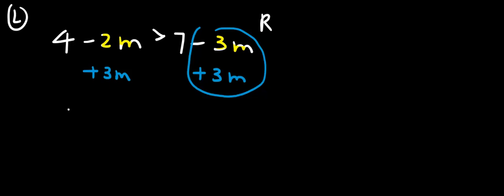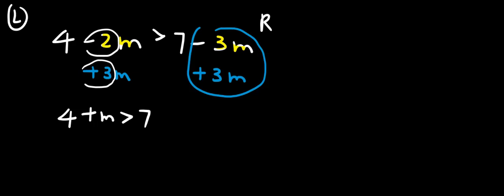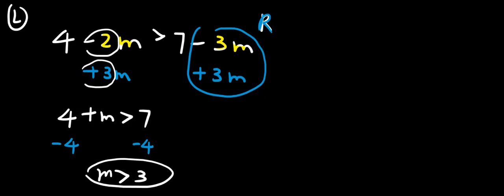And then you have 4, 3 minus 2, that is 1. You just write down m. All right, looking good. And we're going to have all these cute little numbers stay on the right-hand side. So we're going to minus 4, minus 4. And what do we have? We have m is greater than 3.